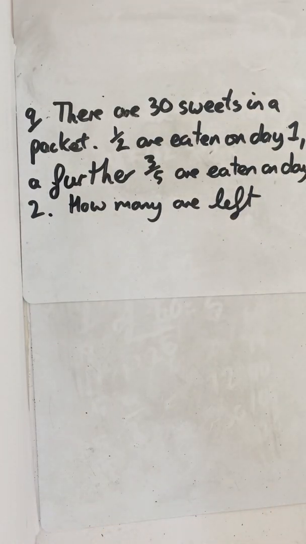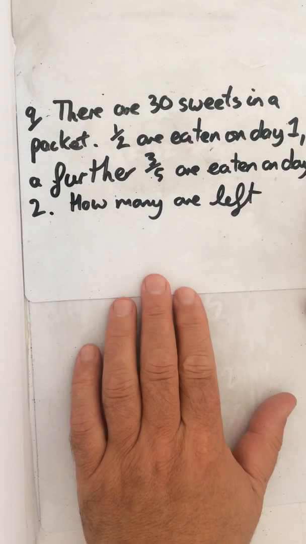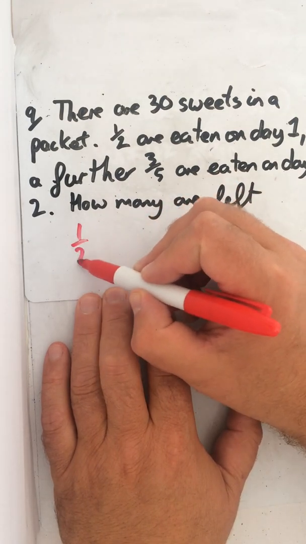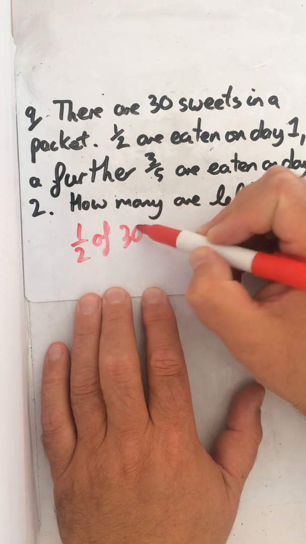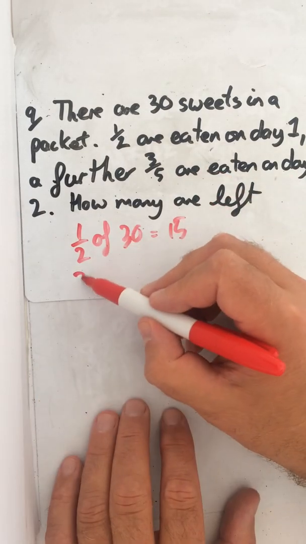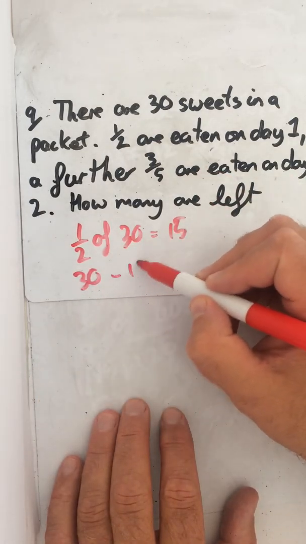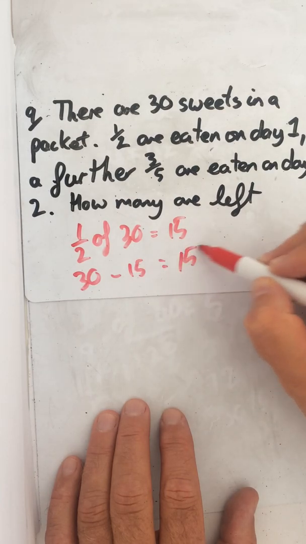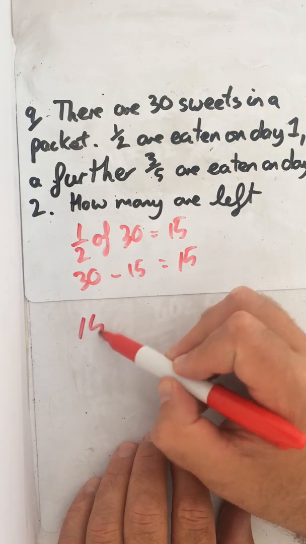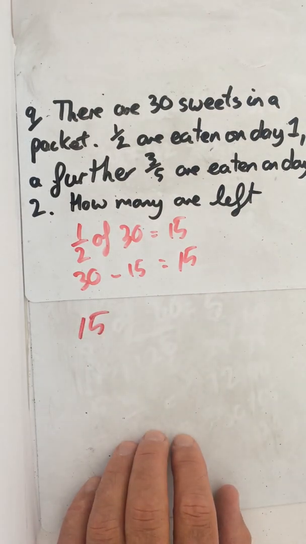So there are 30 sweets in a packet. A half are eaten on day 1. So on day 1, it's a half of 30, which is 15. So you started off with 30 sweets, you ate 15, so you're left with 15 sweets. So a half of 30 on day 1, so you've got 15 sweets left by day 2.